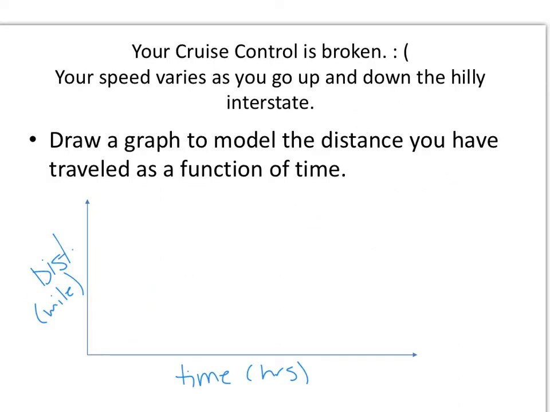Okay, so what happens if you're driving along, but now your cruise control is broken? You can't keep a constant speed, so your speed is varying as you go up and down this hilly interstate. What's the graph going to look like? Well, when you start, you might be going at one speed, and then you might get faster, you might get a little slower, you might get really fast, you get a little slower, and it's going to keep changing. So we don't have a constant speed.